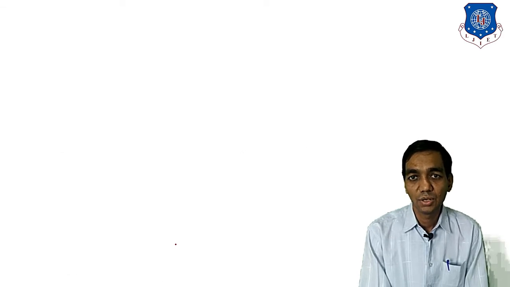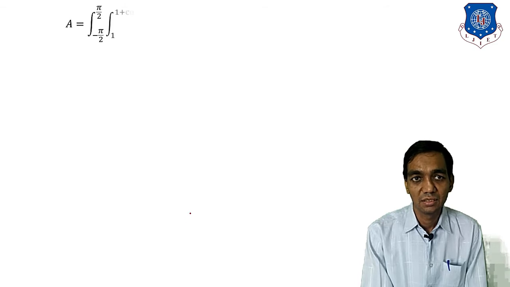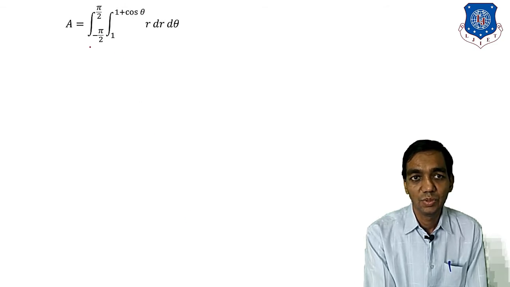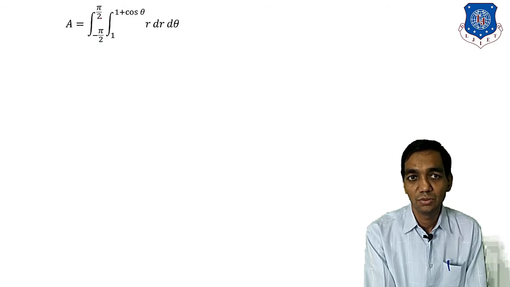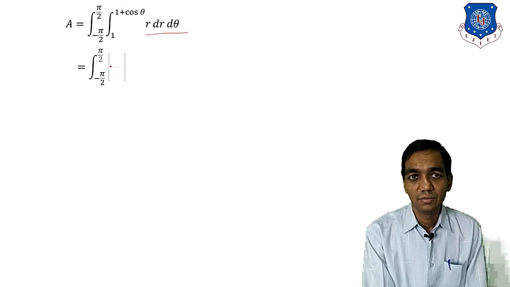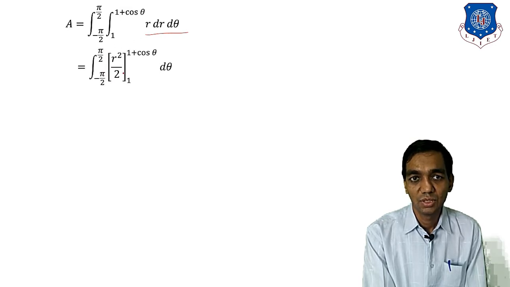Okay. So if you put all the values in the double integration, then your area is going to be the double integration from minus pi by 2 to plus pi by 2, 1 to 1 plus cos theta, r dr d theta. And first integration with respect to r, so it is r square by 2, limit is from 1 to 1 plus cos theta, d theta.